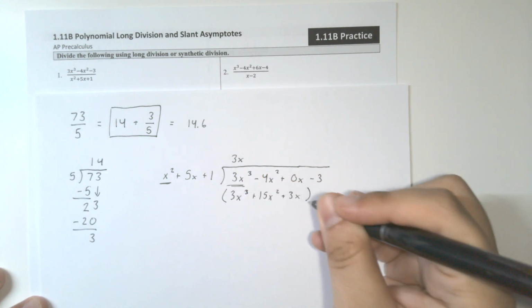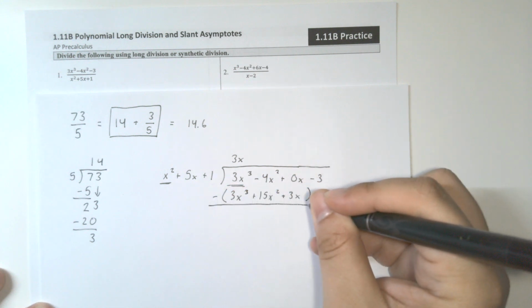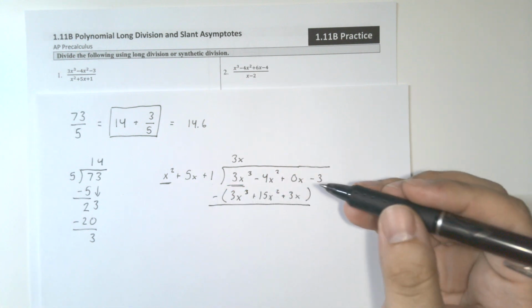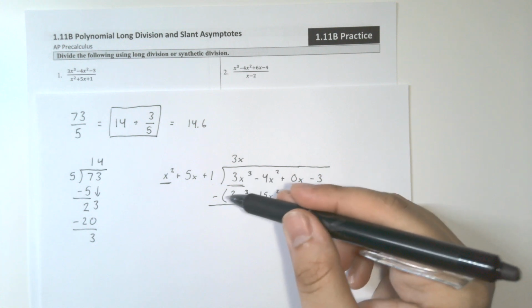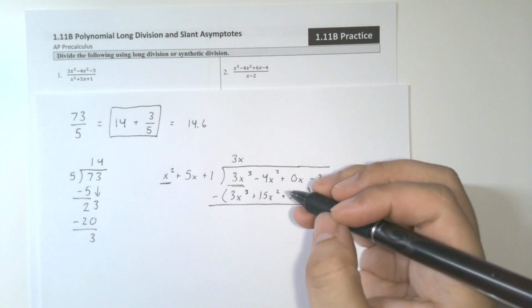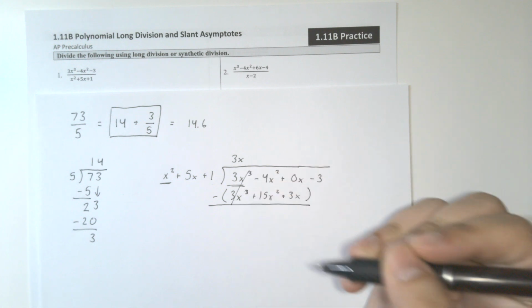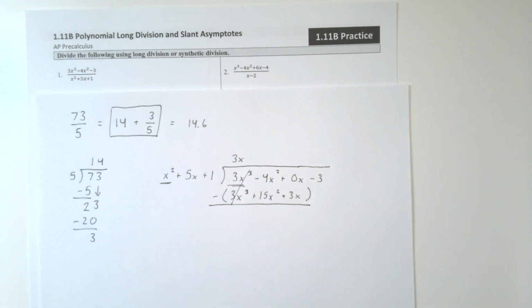We're going to put parentheses around all of this, and then we're going to do subtraction. So notice that this is 3x cubed minus 3x cubed. If you're doing polynomial long division correctly, this term will always cancel out. So we'll get a 0 out of that.